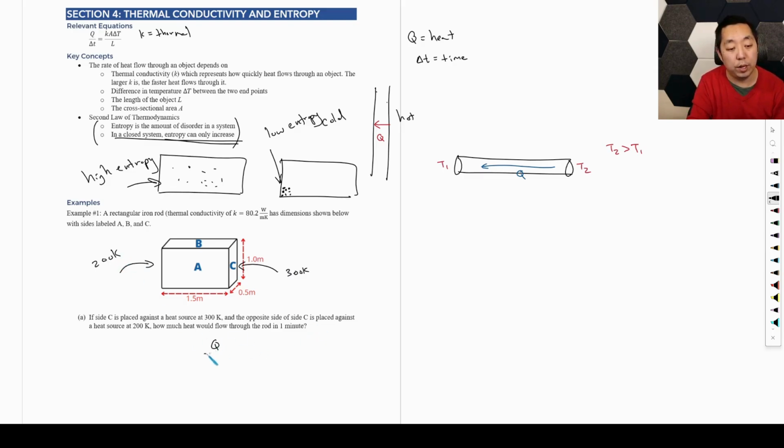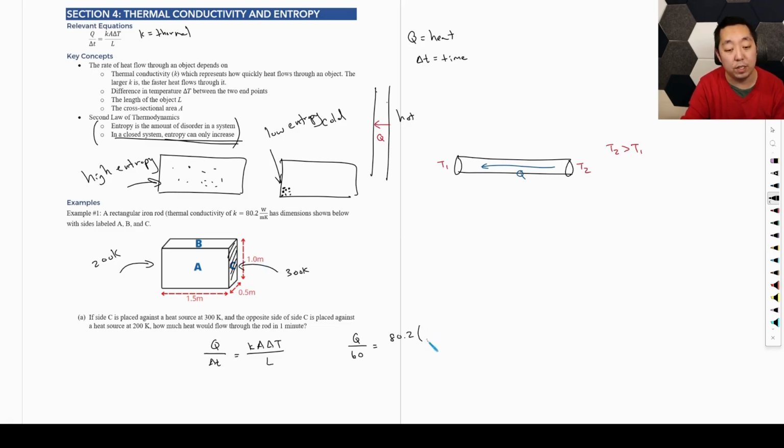So let's look at our equation here. Q over t is equal to kA delta T over L. Now, what do we know? We want to know how much heat flows in 1 minute, so that's going to be Q over 60 seconds. K is 80.2. The cross-sectional area would be this area here.